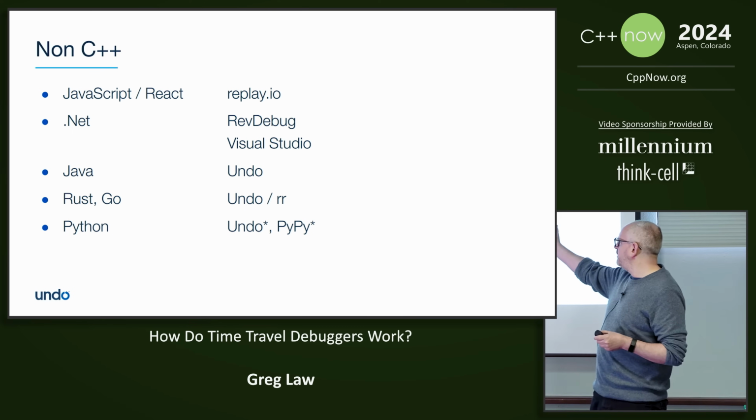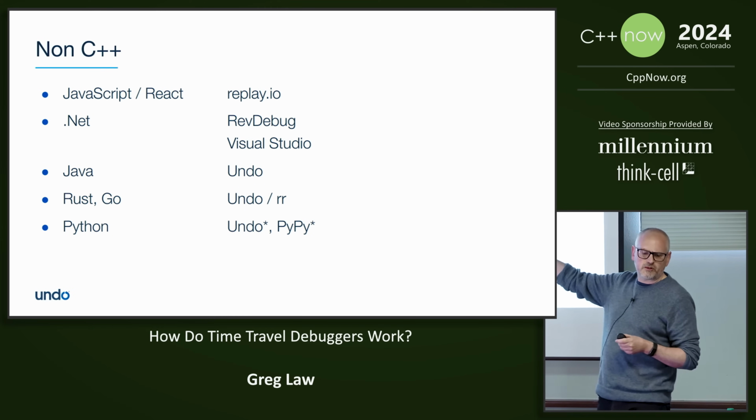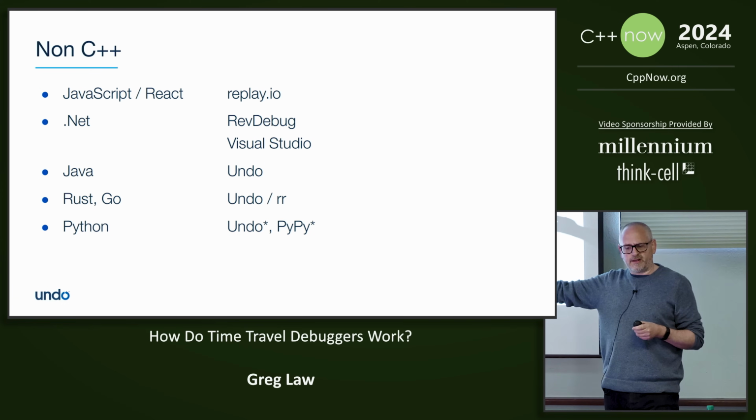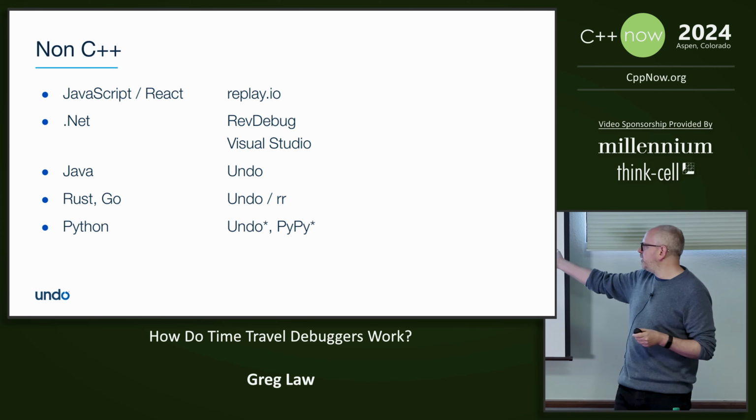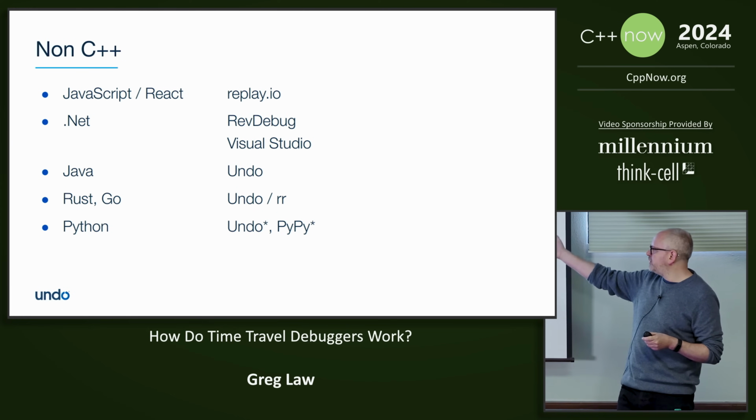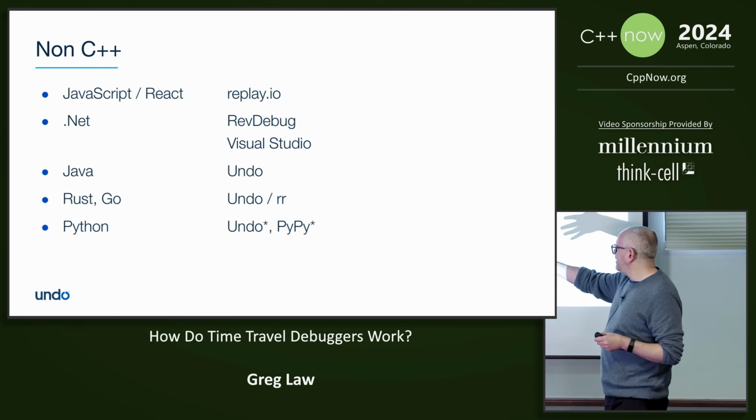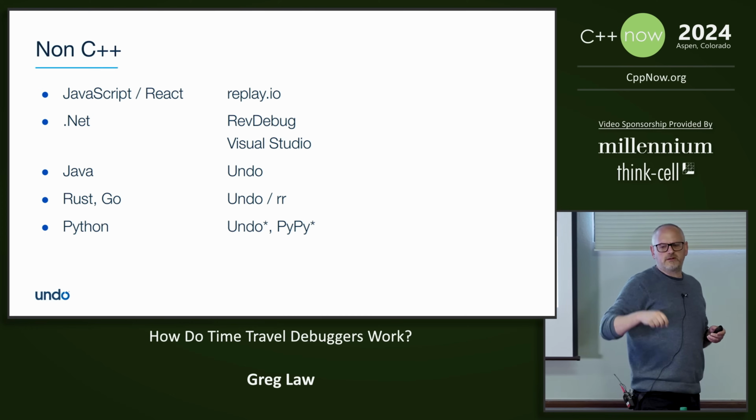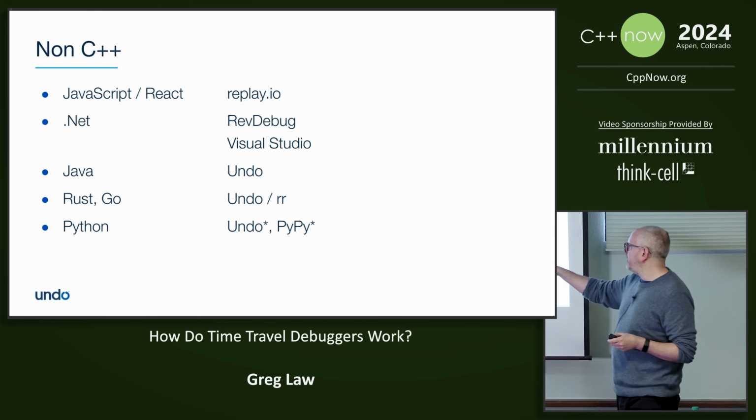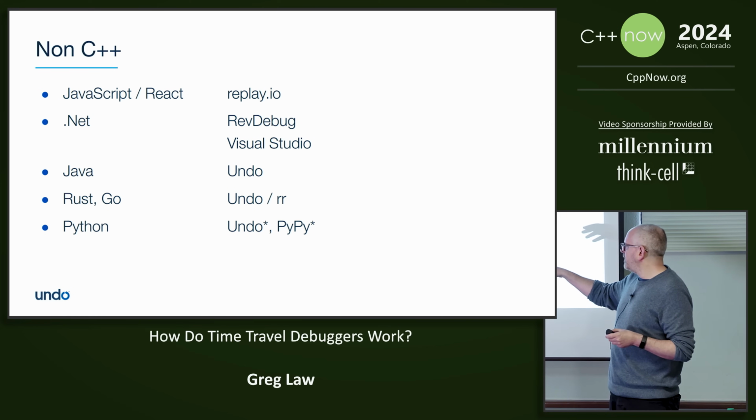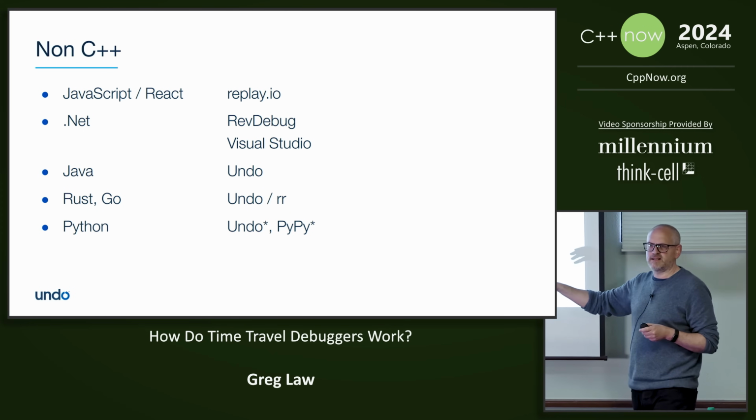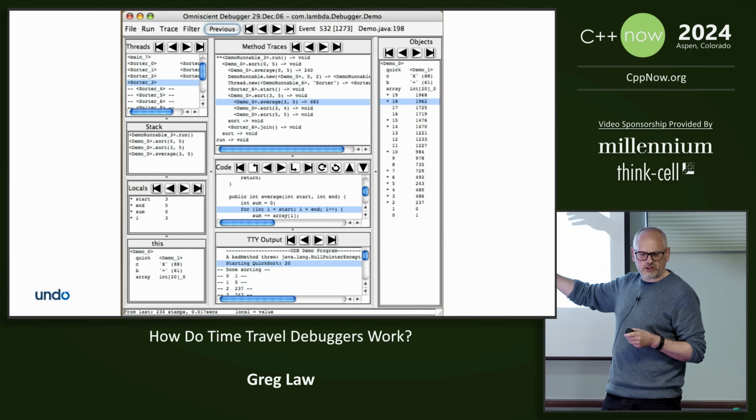Replay.io has a cool thing for JavaScript for web developers, specifically for React, but it works more generally than that. There's stuff on .NET. Visual Studio itself has some capability, and there's a thing called RevDebug. RR works on Rust and Go. Undo works on those and Java. Python is kind of, I said Undo asterisk because it's not really a first-class citizen, but you can now time travel debug Python programs. PyPy, they were working on it. They seem to have stopped. So I'm not really up to date on exactly why. I'll get into that, but I've got a hunch, which I'll get to.